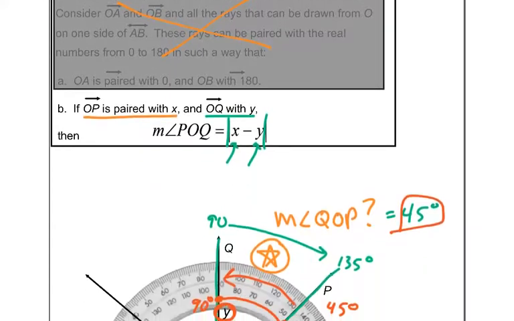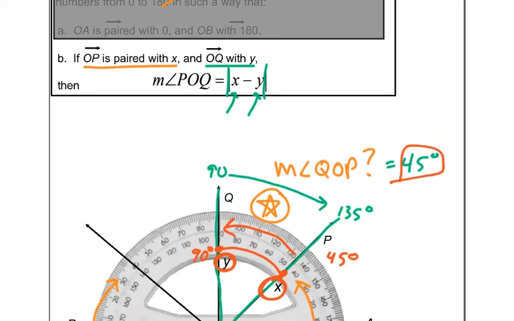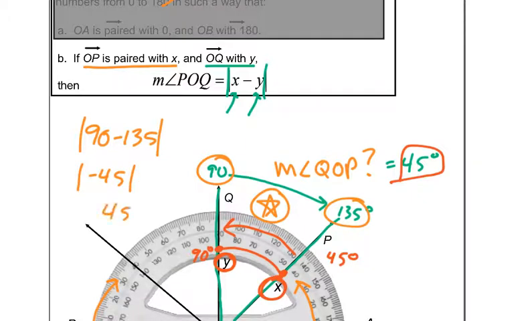So this is great. I can go in any direction I want and I'll still get the right answer as long as I take the absolute value. If you go back to POQ, use the same numbers. It doesn't matter which way you go. I can say the measure is 90 minus 135, but I'm taking the absolute value. The absolute value of negative 45 is 45. So whichever direction you want to go, it's fine as long as you include the absolute value. Subtract the two angle numbers and take the absolute value.